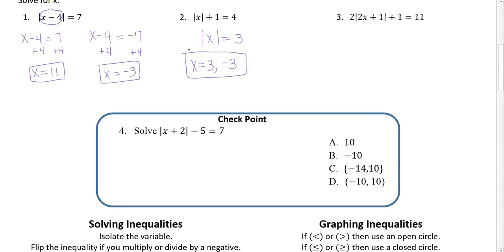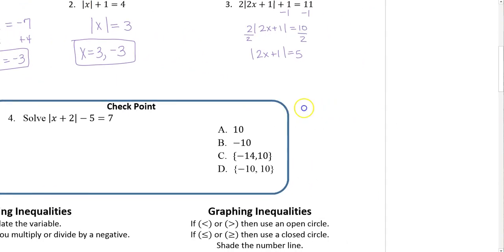Number 3, we have to isolate the absolute value first. So the first thing we're going to do is subtract 1. We will then get rid of the 2 by dividing both sides by 2. So now, when we take the absolute value of the stuff on the inside, we can take the absolute value of 5 to get 5, but we can also take the absolute value of negative 5 to get 5.